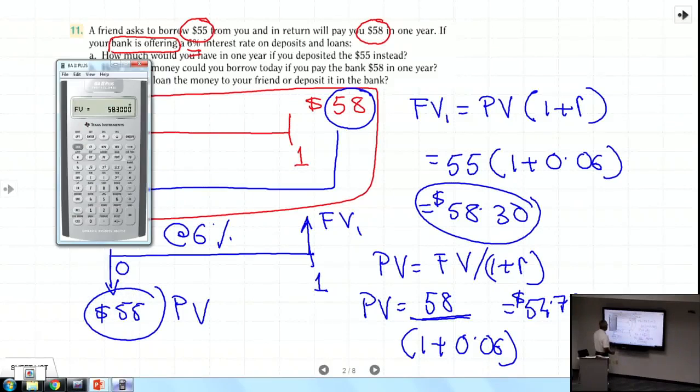Alternatively, I could have used the financial calculator. Again, I do a 2nd CLR TVM, clear everything out. So now 58 represents my future value. I don't have to enter that as a negative number. Only present values are entered as negative numbers, just a calculator convention. N equals 1. I/Y is 6%. Now I'm computing present value. So that's 54.72.